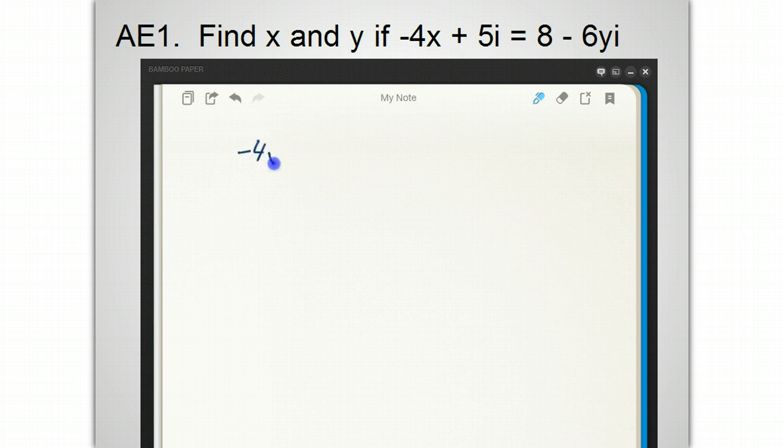We say that negative 4x equals 8, because those are the two real parts. Solving for x would equal 8 divided by negative 4, which is negative 2. And that's what x would be. Remember, we're finding x and y.